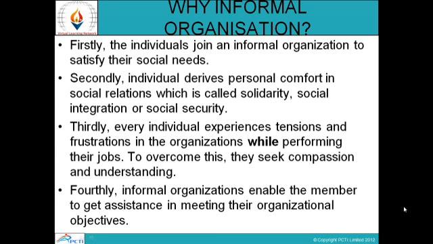Third, every individual experiences tension and frustration in the organization while performing their jobs. To overcome this, they seek compassion and understanding. So it is always related to the individual experiences, the tensions and frustrations of people working in the organization. Fourthly, informal organization enables the members to get assistance in meeting their organization objectives. It is always related to understanding the informal organization and getting ideas about assistance in meeting organization objectives.